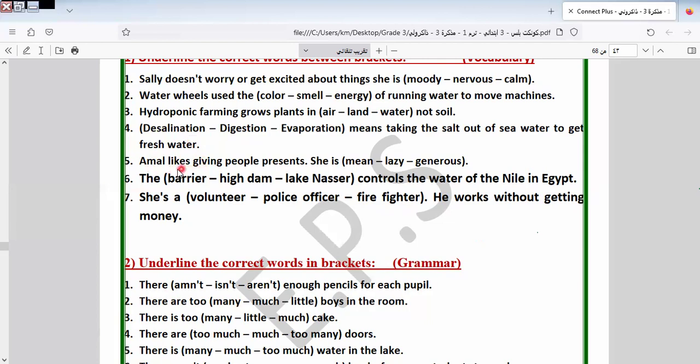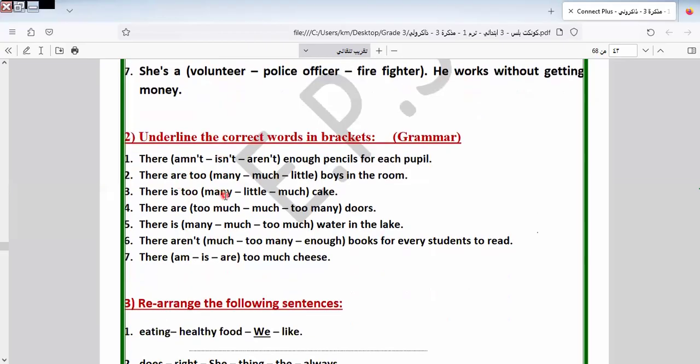Amal likes giving people presents. She is what? She is generous. Generous means kind. The High Dam controls the water of the Nile in Egypt. A volunteer, like a police officer or firefighter, works without getting money. A volunteer works without being given money.